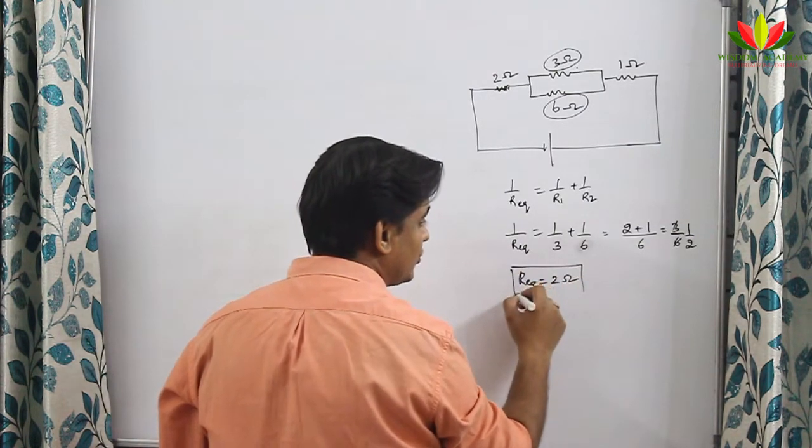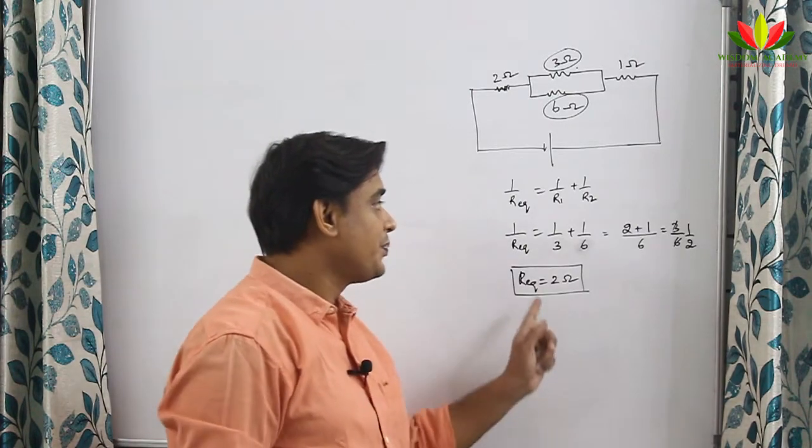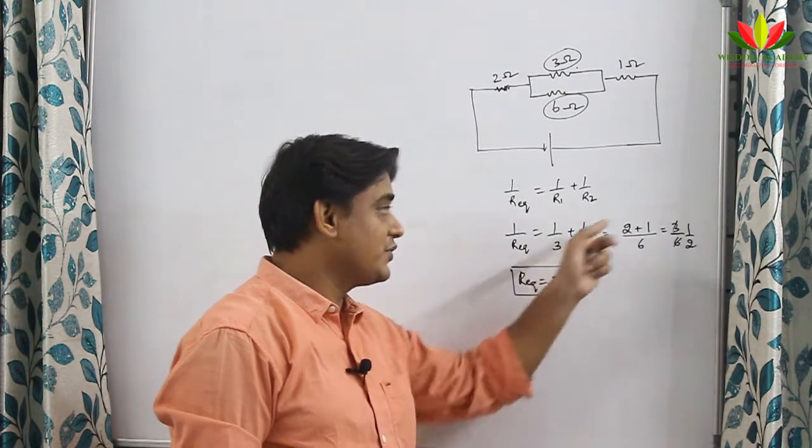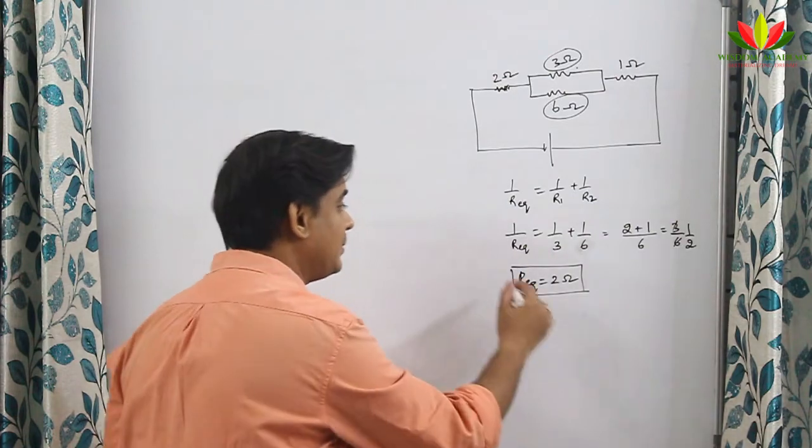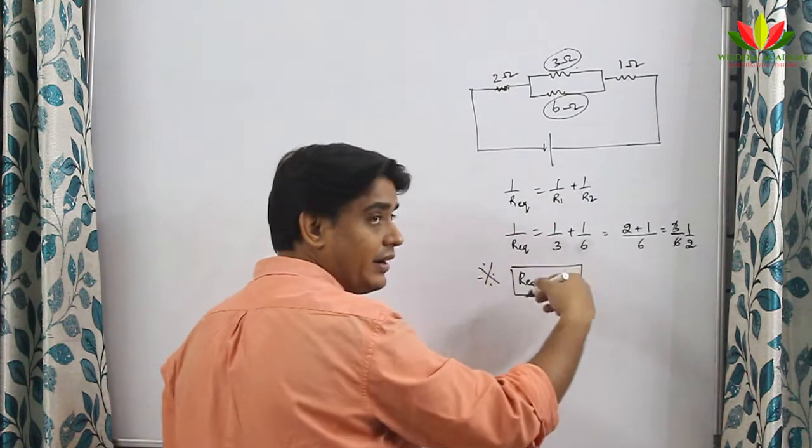I will tell you one thing, many students make a mistake here. What do they do? They take R equivalent as 1 by 2. So please be very, very careful in this step, where you have to reciprocate it and get the answer.